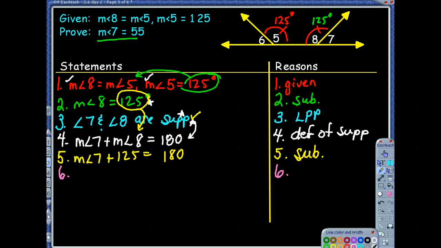Okay, step 6. Now, I'm looking at this, and I just need to be able to say that the measure of angle 7 equals 55, and I could do that if I took that 125 away from both sides.